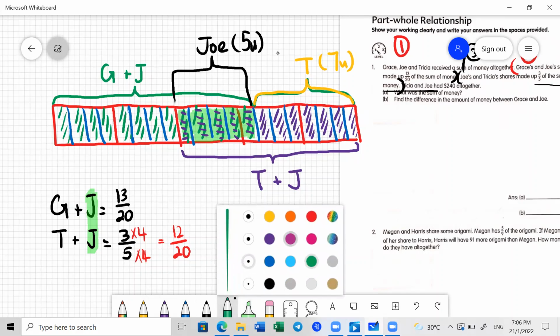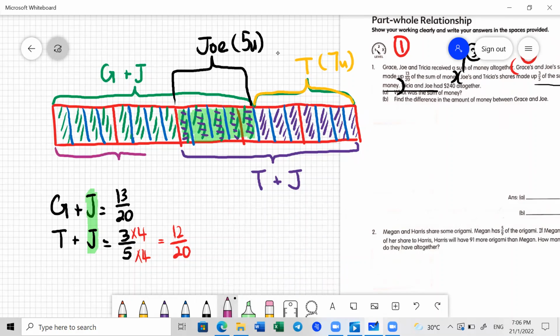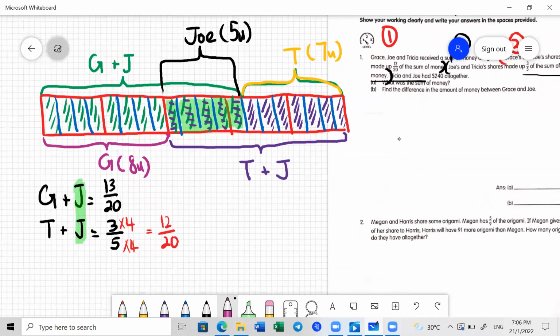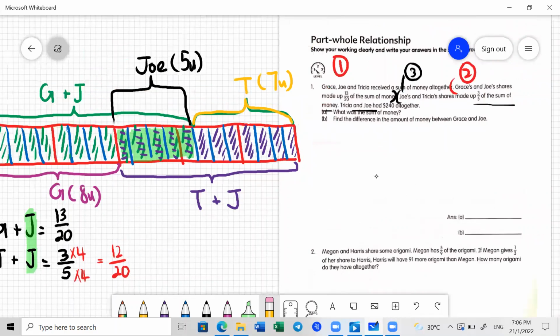What do you think the other one is? Definitely, we know that the other one must be who? Grace. G for Grace. And Grace is 1, 2, 3, 4, 5, 6, 7, 8. So 8 units. Do you understand what I'm trying to say? You see whether 8 plus 7 plus 5 is equal to 20? Yes. That means we are on the right track. Now, once you're done with this, we want to go on reading the question, which is sentence number 4.